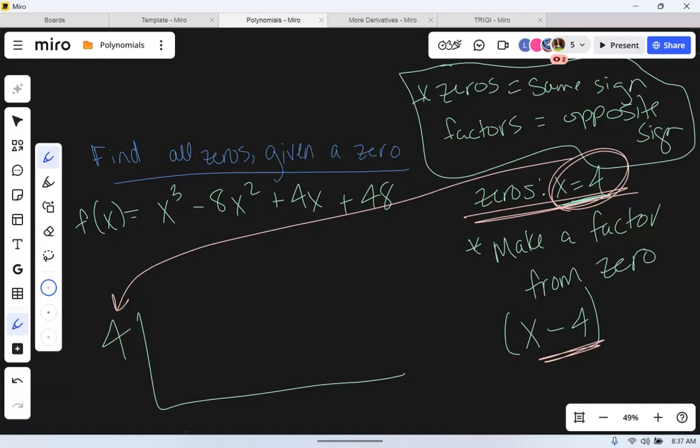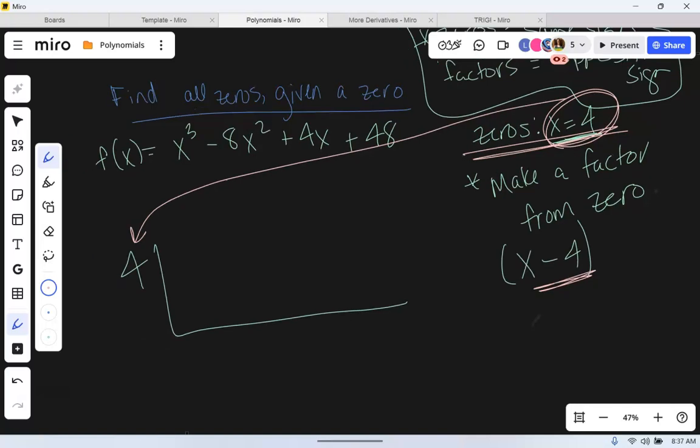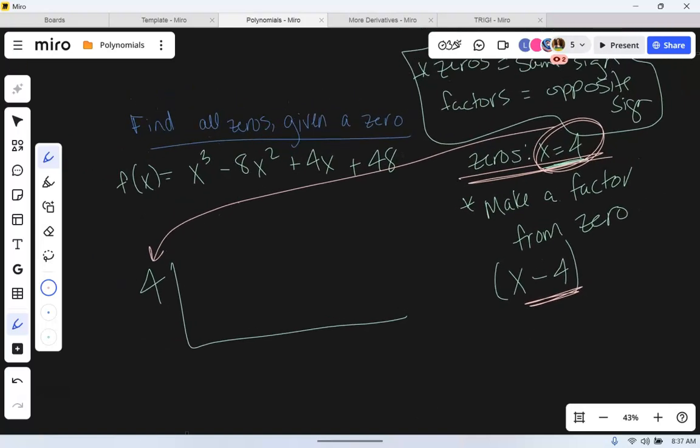All right, so let's divide it and see what happens. 1, -8, 4, 48. Drop it. Multiply it, add it. Multiply it, add it. Ooh, 8. No, it's 12. Am I going too fast? I'm sorry. I'll slow down.